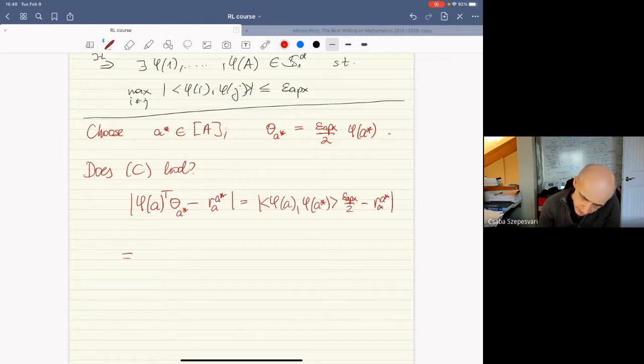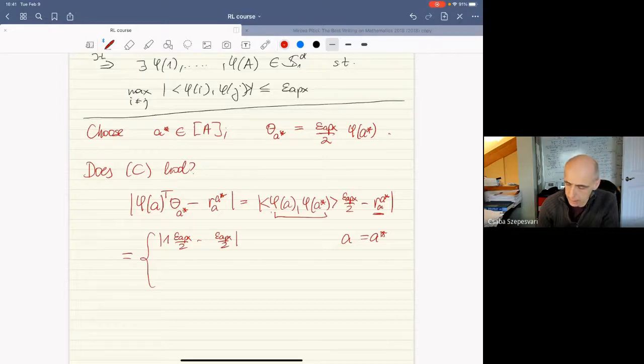And now there are two cases. Either A is going to be A star. If A is A star, then because these vectors lie on a unit sphere, we just get 1. And if A is equal to A star, then the reward was chosen to be exactly the approximation error over 2. So when A is equal to A star, this difference is just 0.